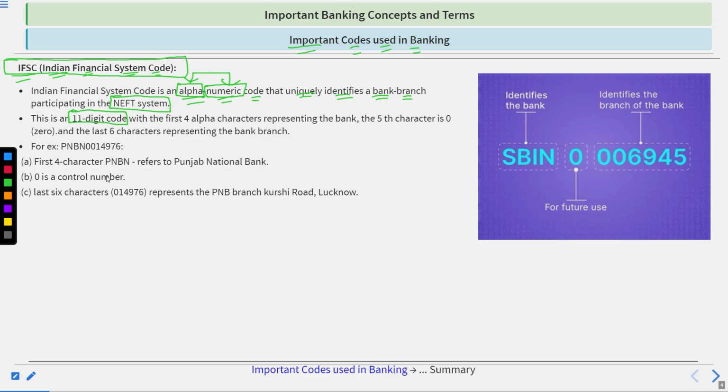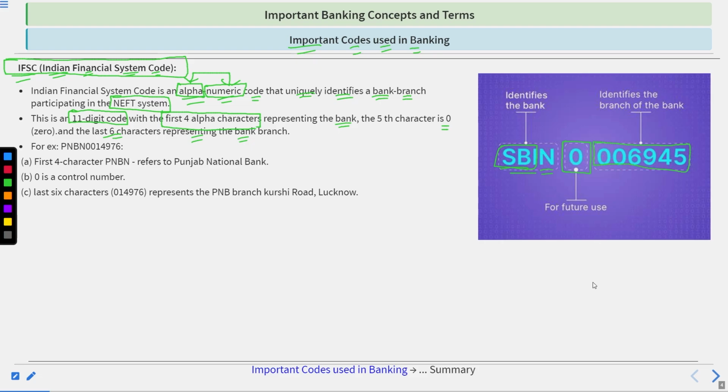The first four are alpha characters representing the bank. By seeing these first four alpha characters, you will be able to identify which bank we are talking about. For example, here we have used SBI, so which bank are you identifying? State Bank of India. Okay. The fifth character is always zero; it is only for future use. And the last six characters represent the bank branch, like which branch we are talking about.